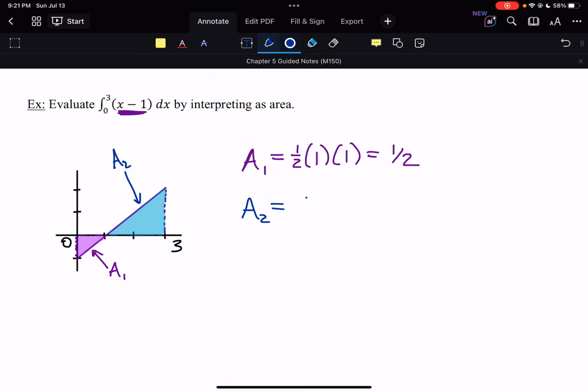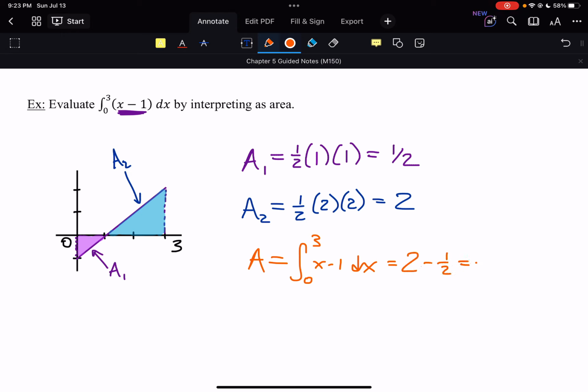And then A2, that has a base of 2 units and a height of 2 units. So 1/2 times 2 times 2. So that's 2. So our total area under the curve, which is the value of the integral from 0 to 3, is going to be the positive areas minus the negative areas down here. So we're going to have 2 minus 1/2. So that's going to be 3/2.